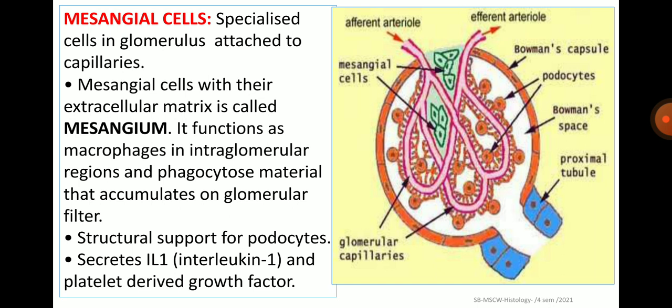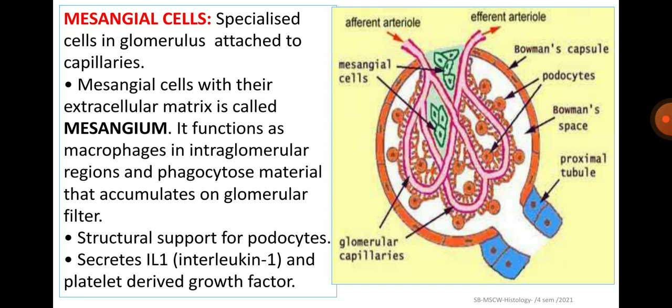Actually, these are specialized cells which are present in the glomerulus attached to the capillaries. These cells with their extracellular matrix are called mesangium. It functions as macrophages in intraglomerular regions, and they phagocytose material that accumulates on glomerular filters. They give structural support to the podocytes there. Then they secrete IL-1, that is interleukin 1, and platelet-derived growth factor. So the diagram shows you the position of mesangium and mesangial cells, which are drawn in the green color.